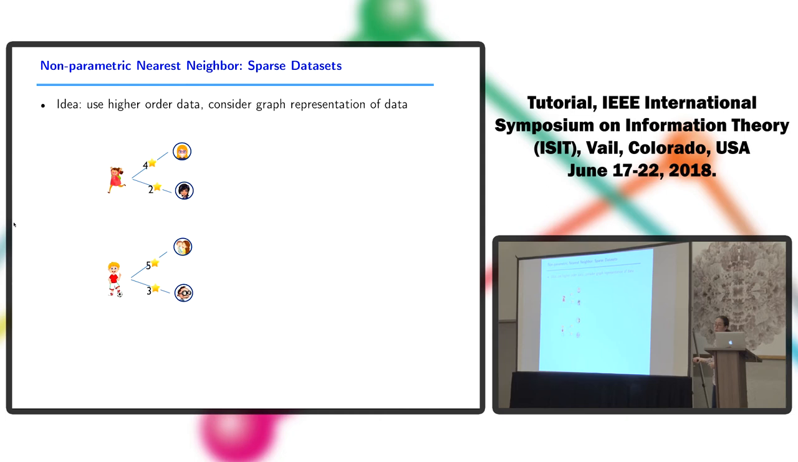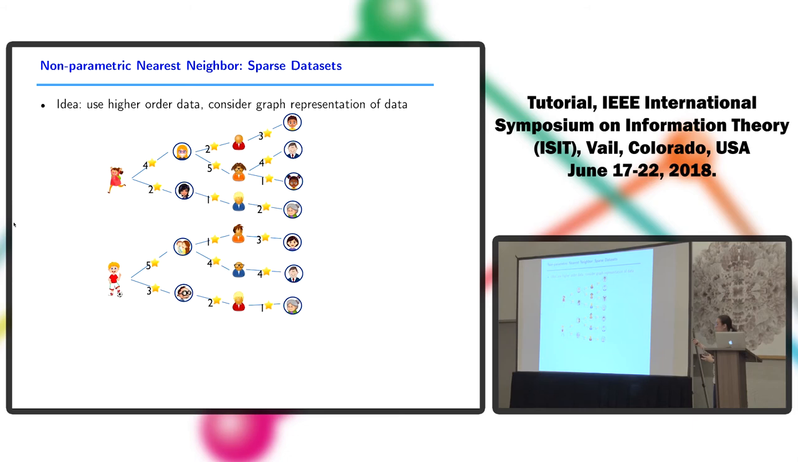But instead, what we can do is look at, well, why don't we look at the friends of their friends and the friends of the friends of their friends? And now when you expand to this larger set of data associated to Alice and Bob, then you can find that, in fact, they do have some common vertices at the boundary.